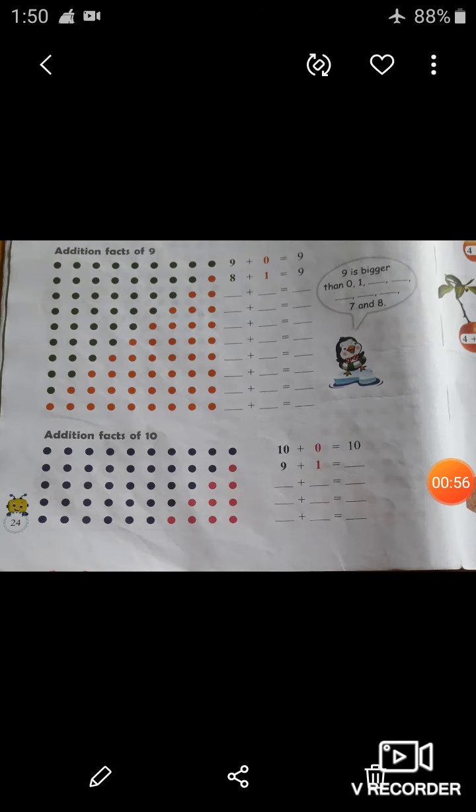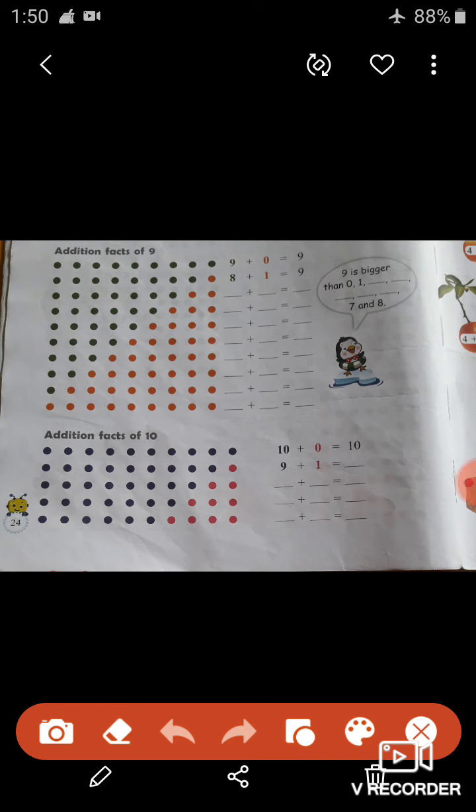Now open page number 24 and let's come to the addition fact of 10. Here, in the first line, there are 10 blue dots and 0 other color dots. So students, when we add 10 plus 0 we get the sum 10.